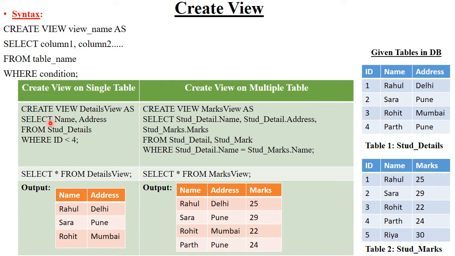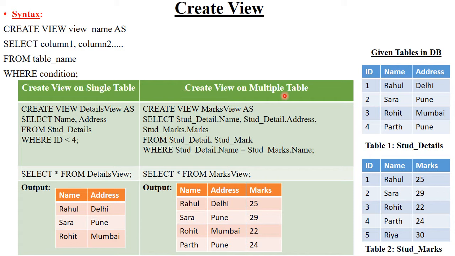Okay. As select column name. So which columns do you need to see? Name and address only. From table name. The table name is student details where ID less than or equal to 4. So less than or equal to 4 means only 1, 2, 3. For these IDs, name and address will be shown to the user. See here, after executing this view, you need to select star from details view. Okay. And after executing this instruction, your output is this: name, address, and there are three student names and their addresses. Right. So this is called a virtual table of the main table.